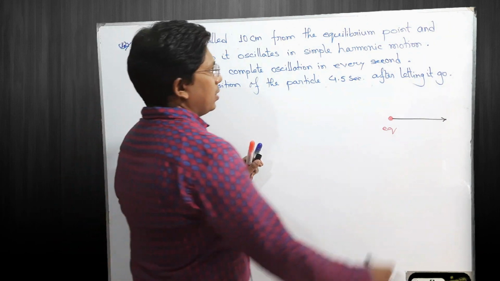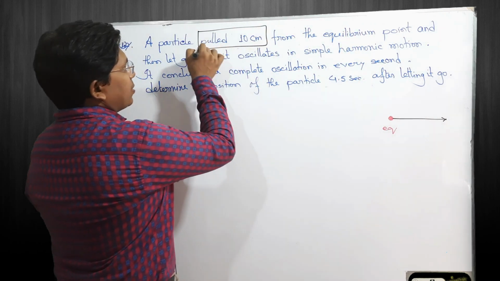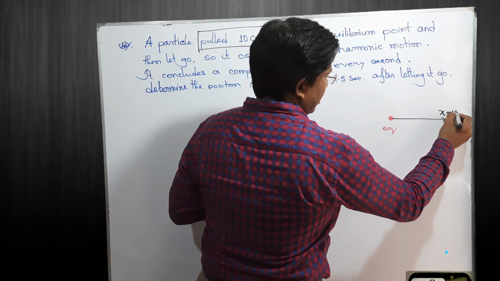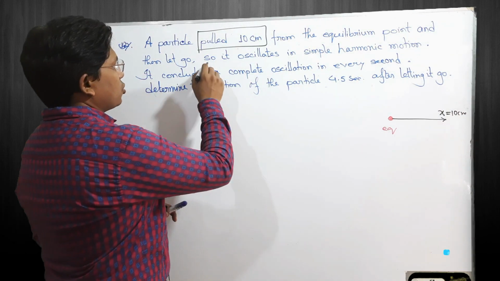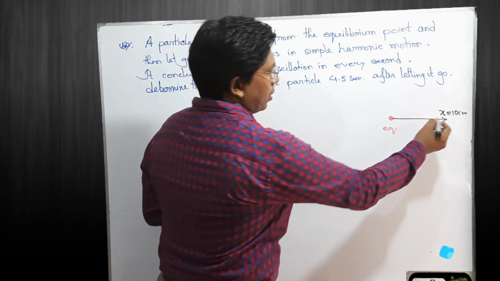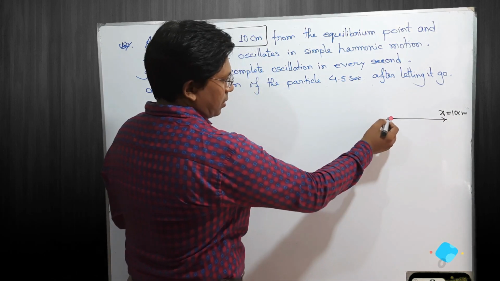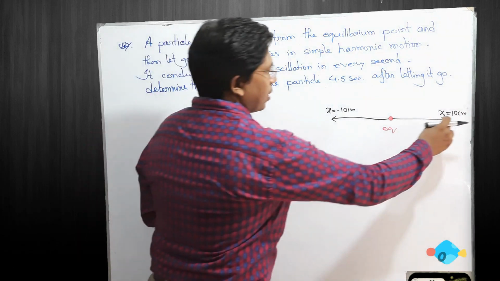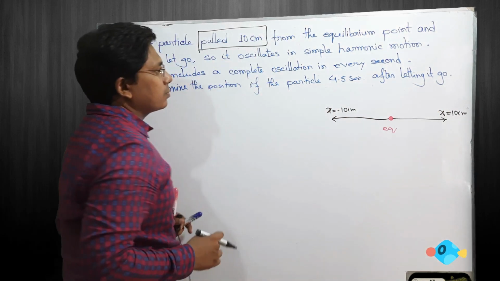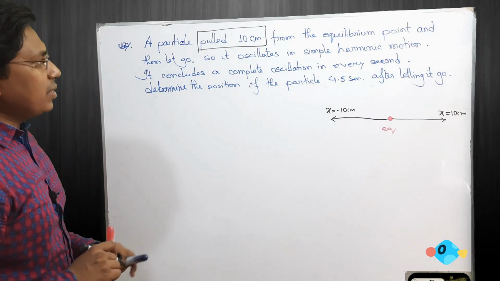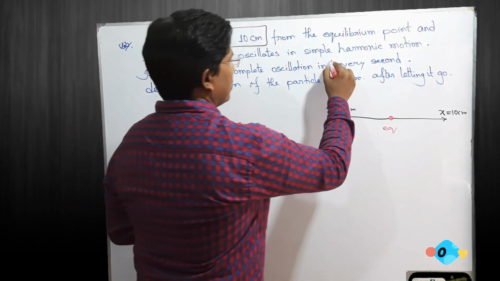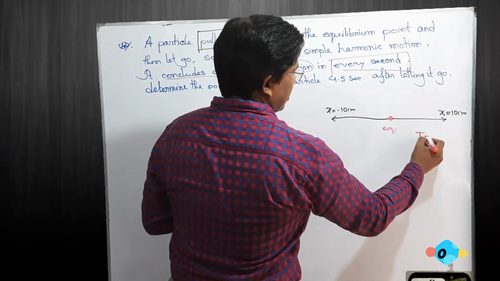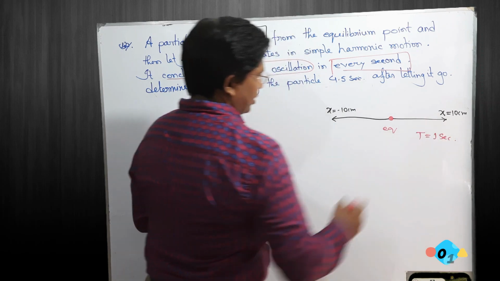When it starts to oscillate, it is pulled 10 cm from the equilibrium. The 10 cm means the displacement at the end, x equal to 10 cm. When it is let go, that is, when it is released from here, it moves to the opposite end, which is called minus 10 centimeter. After that, it oscillates this way. It completes a complete oscillation in every second. Complete oscillation means it takes a time period of 1 second.